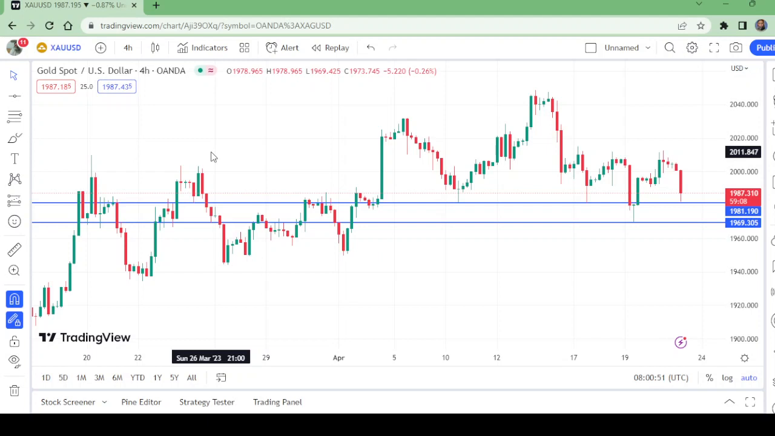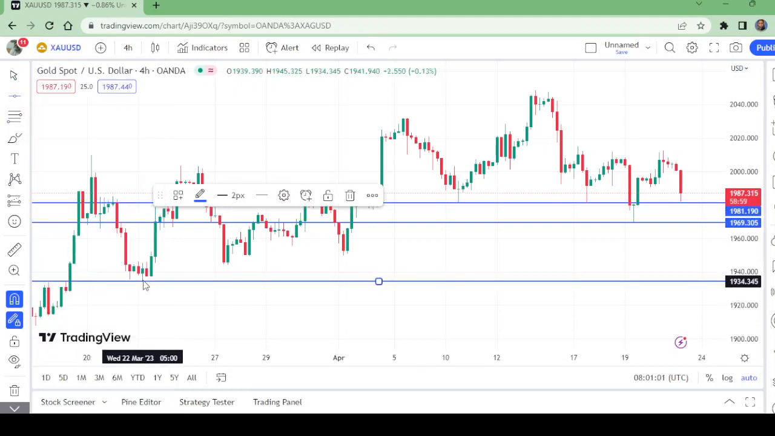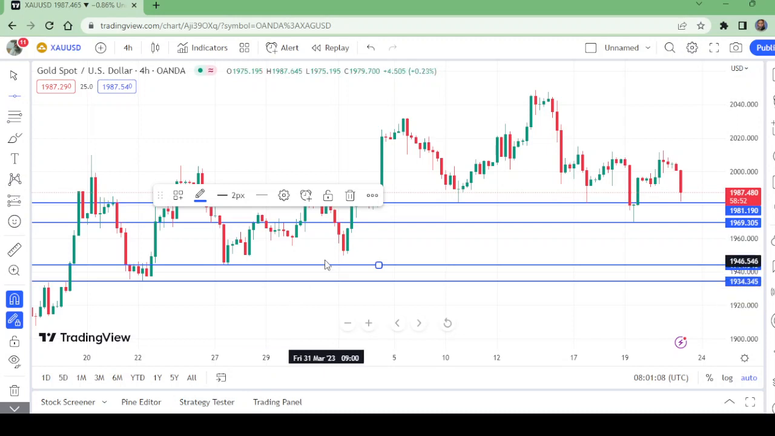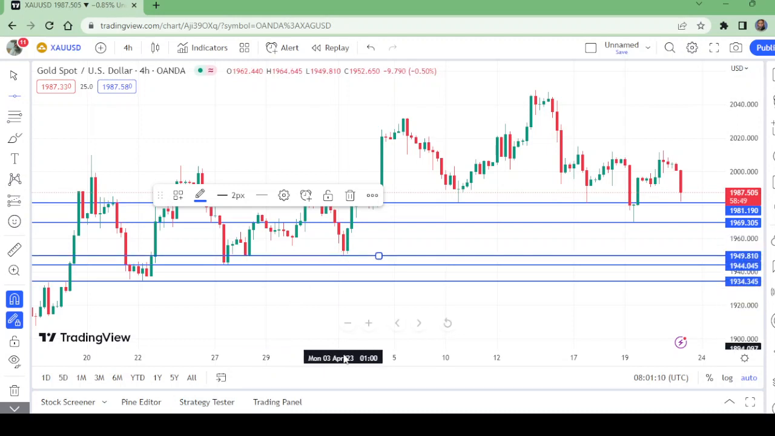And if you have watched my previous analysis of gold, previously gold retested. First of all, this was the retest at 1934-35, and the second retest was here at 1944. The third retest was here at 1949. After these retests, gold went all the way up to this level. Before going to this level it came to support, and retested this support.